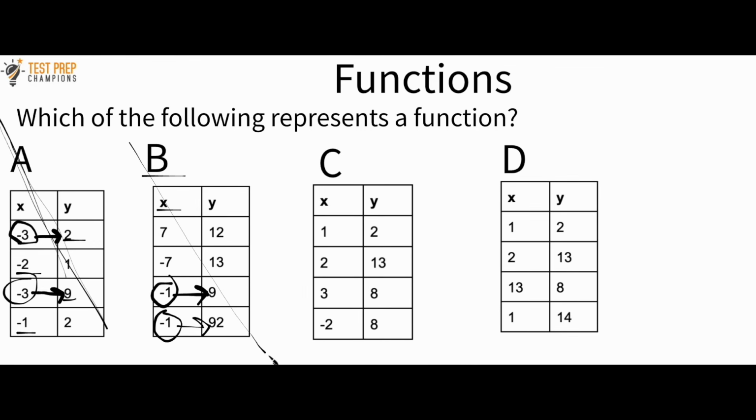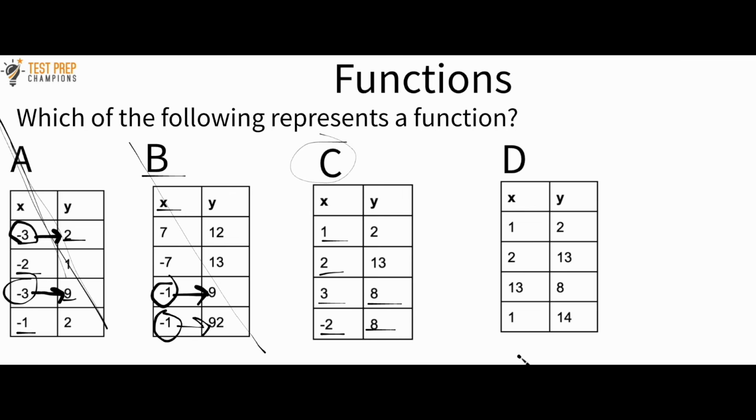Okay, so let's come over here now to C. For C, we're going to apply the same strategy. Let's look and see if any of the numbers under x match. So we've got 1, we've got 2, we've got 3, we've got -2. So actually C looks like it's a function because every single input has exactly one output. Again, each input has to have exactly one output or else it's not a function. Now you might be saying, well, there's two 8s here. If the outputs are the same, that's fine. We don't care if the outputs are the same. What we care about is making sure each input has exactly one output.